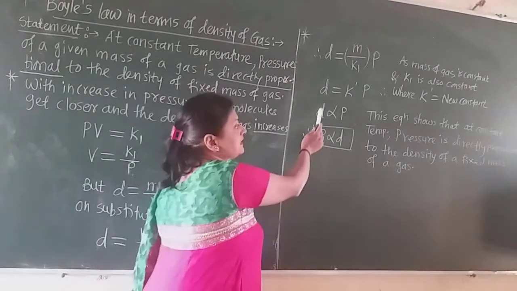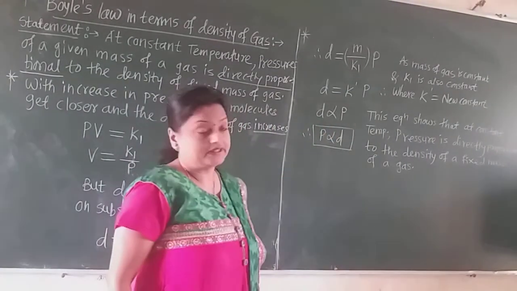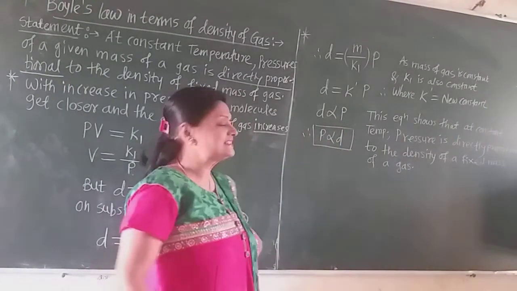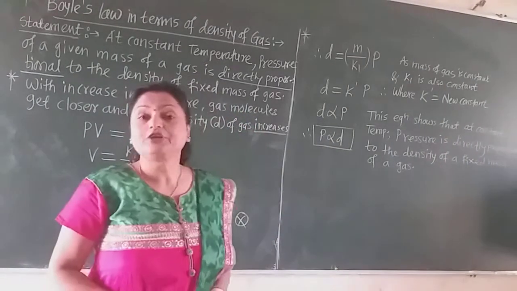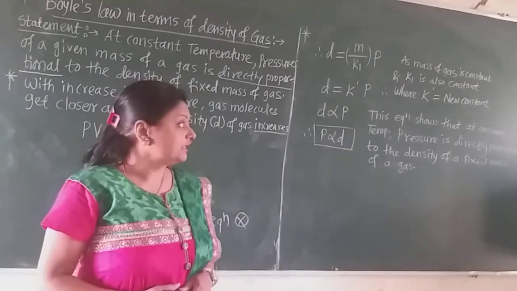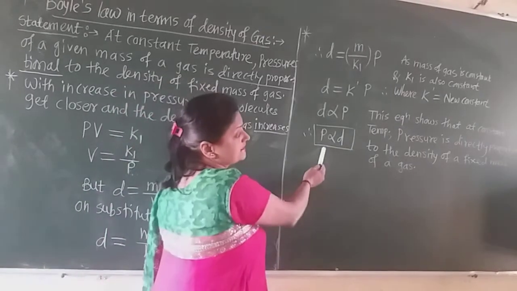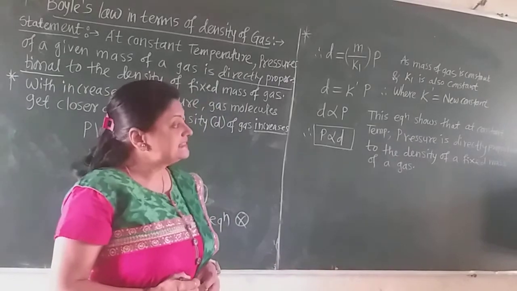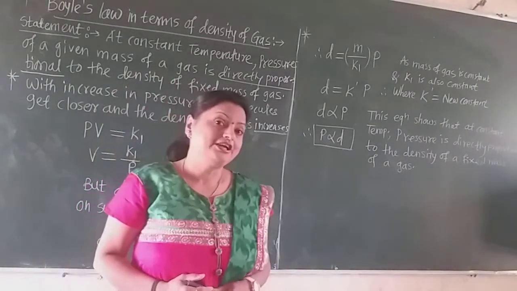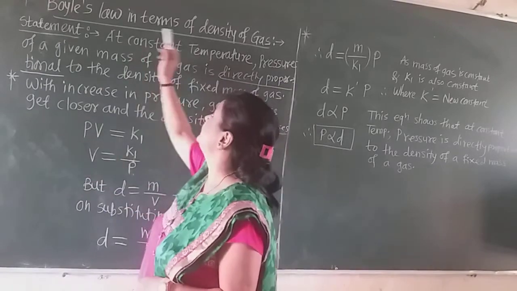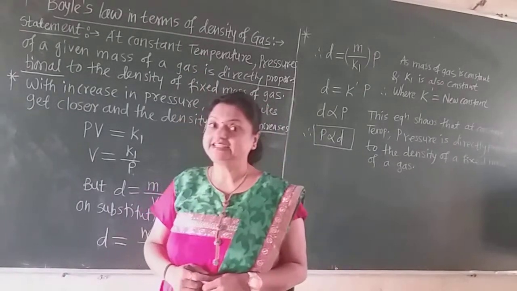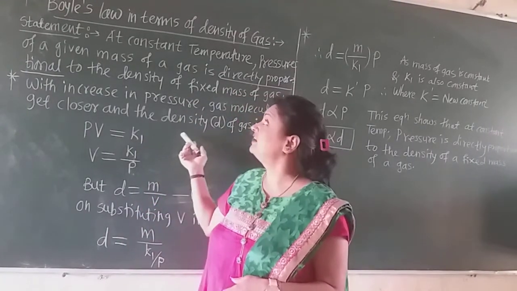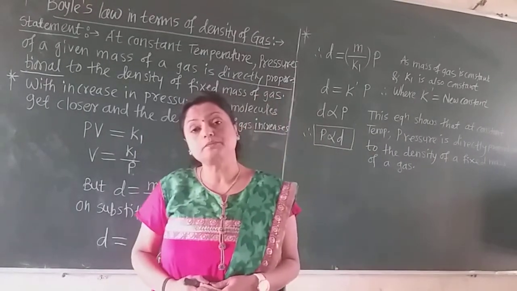What does this show? The density of the given mass of the gas is directly proportional to pressure. That means pressure of the given mass of the gas is directly proportional to the density of the fixed mass of the gas at constant temperature. So this equation shows that at constant temperature, pressure is directly proportional to the density of a fixed mass of the gas. This is the second Boyle's law in terms of density. These are Boyle's law, its graphical representations, and again Boyle's law in terms of density.